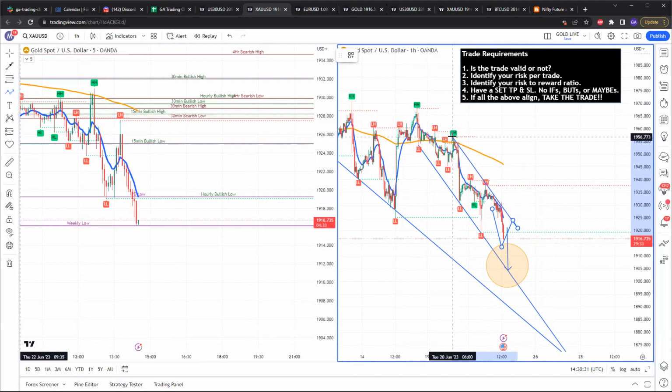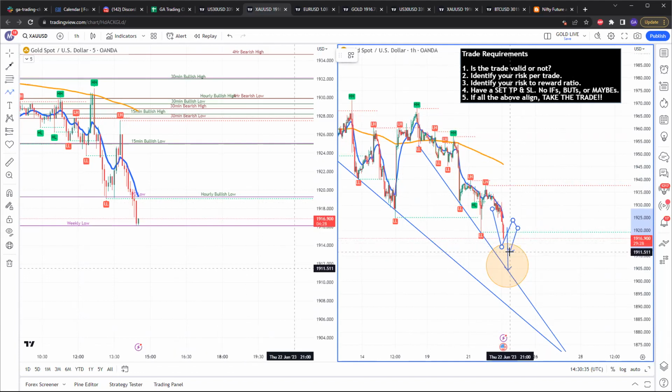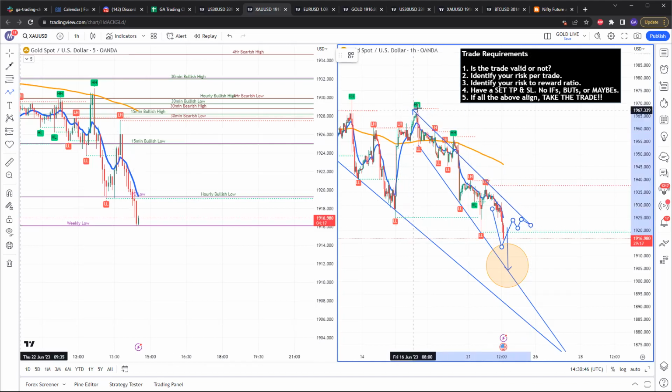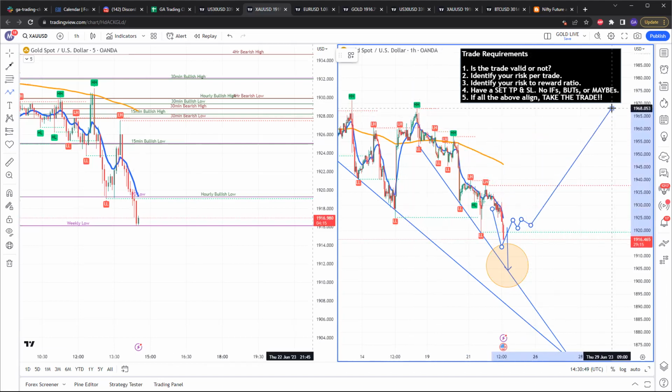You see how I just have it right here. This is a channel. This is a trend line by itself. So gold can come down here, and this can be the lowest gold will ever be for the next 5 years. And then gold can come up, pick up liquidity at this hourly bullish low at 1920. And then guess what? Break out of this downtrend and then push up.